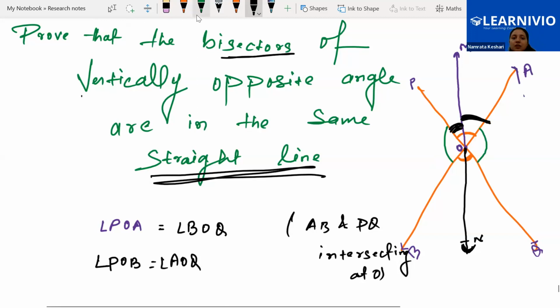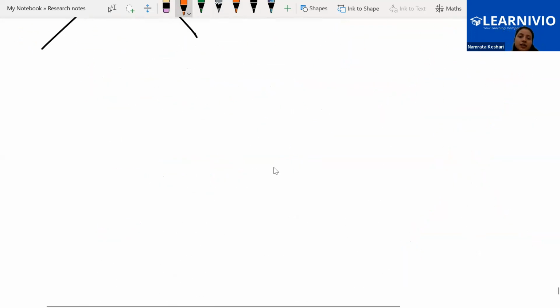Similarly, we know that ON is a bisector of BOQ, so obviously this part and this part will be the same. Yes or no? Yes, ma'am. Let's name it properly. Let me draw the figure one more time. If the question is clear, let's try proving it.